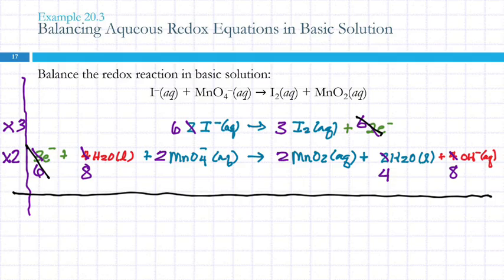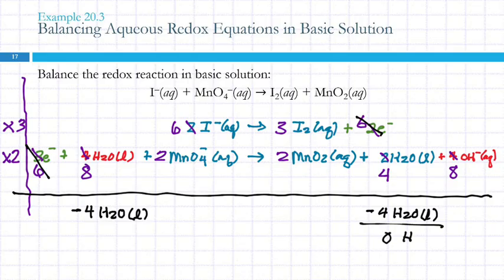I could subtract 4 H2O from this side if I subtract 4 H2O from that side. 4 minus 4 gives me 0 H2Os. And over here, I got 4 H2Os. Okay? There's other ways to think of it.